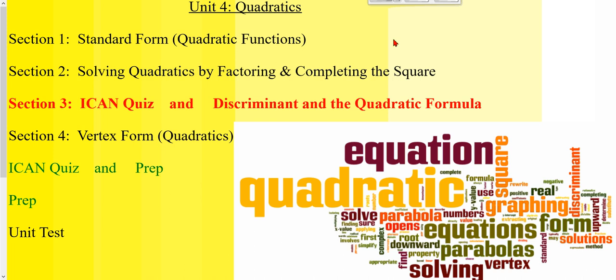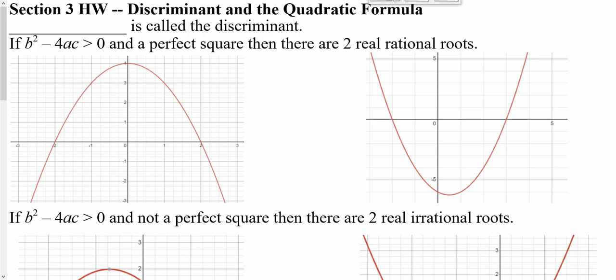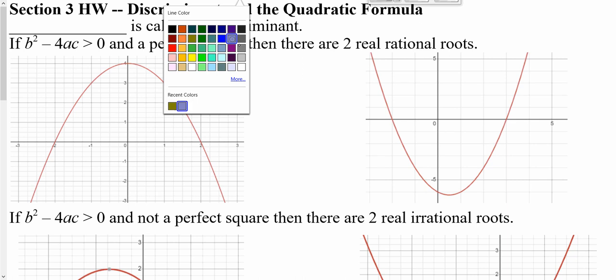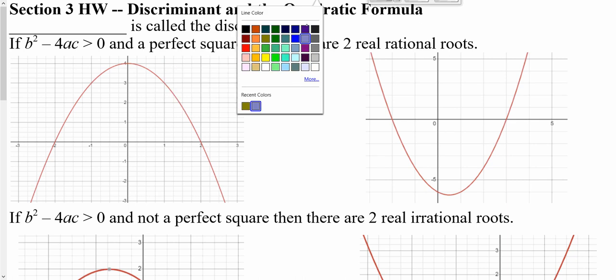Completing the square always works. Now, your quadratic formula really comes from completing the square, so your quadratic formula will always work. So let's go ahead and take a look at this. Your discriminant ends up being what's inside your root from the quadratic formula.